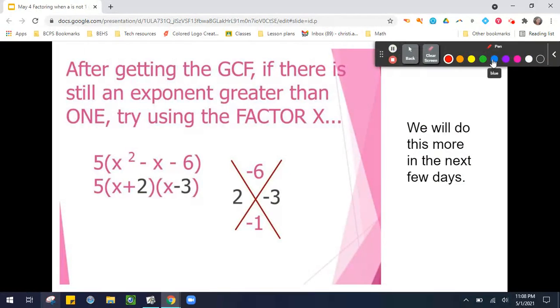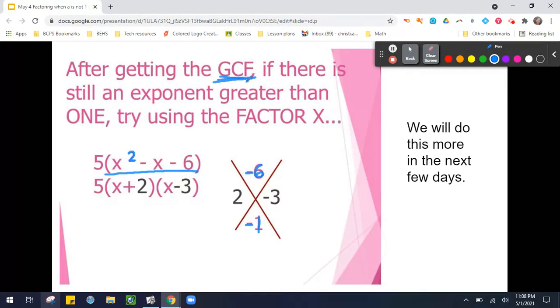So after getting the GCF, if there is still an exponent greater than 1, try using the factor X. So this is what we just did on the previous page. The exponent was greater than 1. So you learned the last couple of days how to take these two parts, put them into the factor X and find out what the other two terms are. We're going to do this more in the next few days, where you have a GCF and then you can also use the factor X. But as a reminder, you do know how to find a GCF, and you should know how to find a factor X.